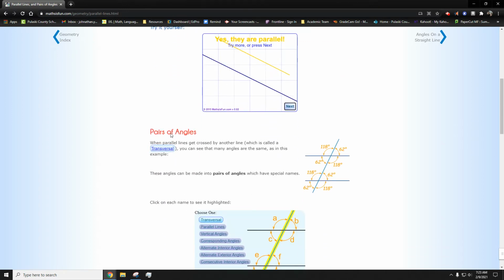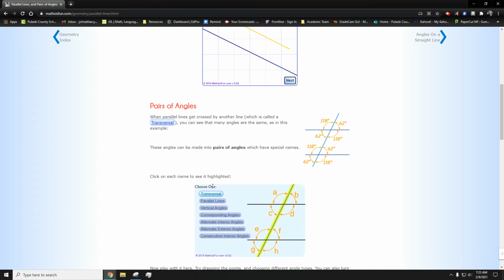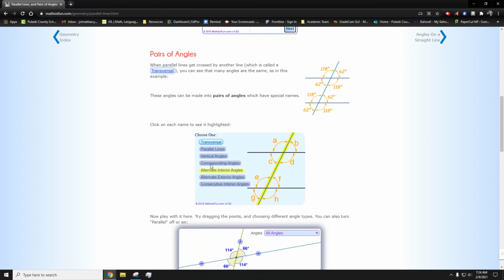So, pairs of angles. When parallel lines are crossed by another line, which is called the transversal, you can see that many angles are the same in this example. So there are different pairs of angles. Down here is a pretty handy thing because it highlights and shows you what you're looking at. The transversal is highlighted in yellow right now.